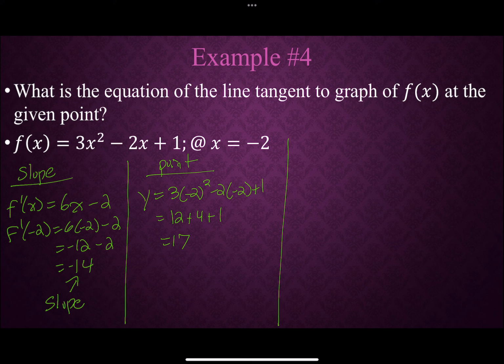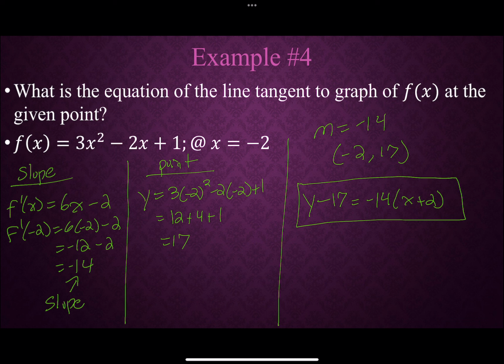So we want to write the equation of the line which has a slope of negative 14 and a coordinate point of negative 2, 17. So our point slope form would be y minus y1, so the y coordinates, equals m times x minus x1, so it's the opposite sign, and you are perfectly fine leaving it in that format right there.